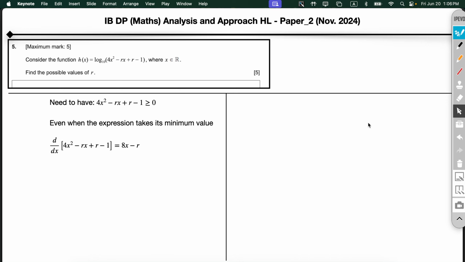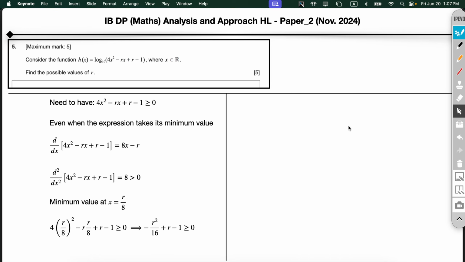To do that, first we take the first derivative, which is 8x minus r, and we take the second derivative to make sure that this is indeed a minimum. The second derivative is 8, which is greater than 0. So that means it is a minimum. So the minimum value is at x equals r over 8.